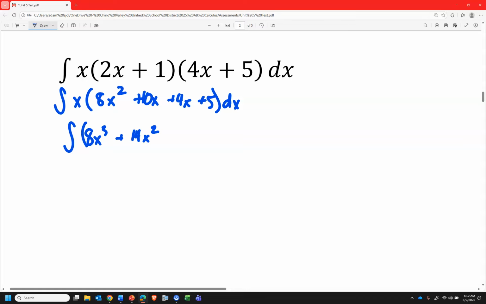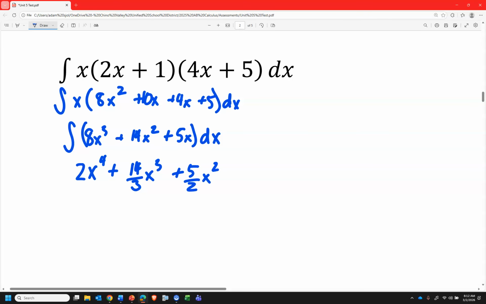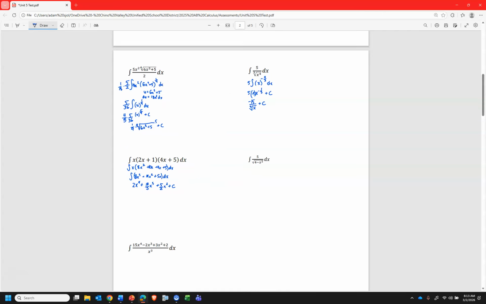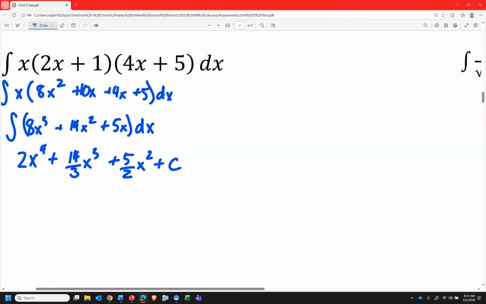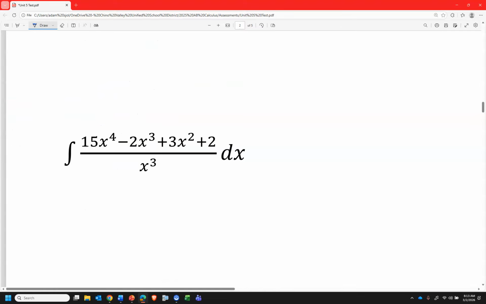Quite a few people left the 10 and the 4 separate, which, whatever, doesn't matter, all good. So antiderivative of x cubed is x to the 4th, so 2x to the 4th, and then 14/3 x cubed, 5/2 x squared, plus c. Pretty straightforward. One more or two more? Two more. I'll come back to that one because we'll just keep doing algebra here.